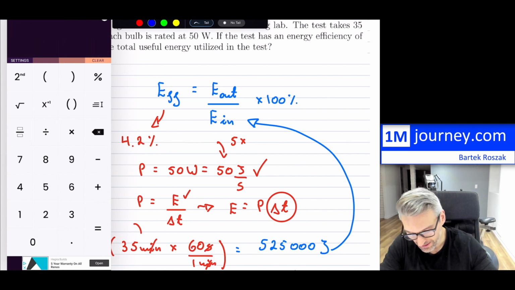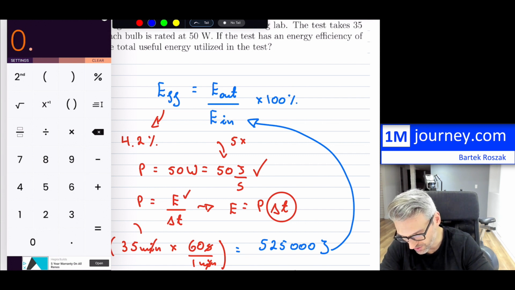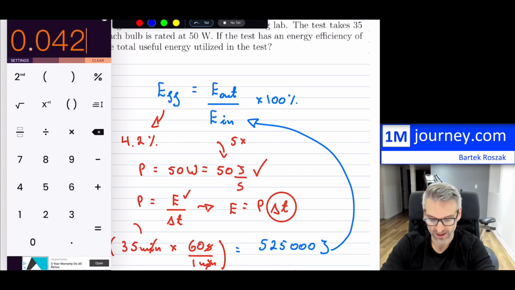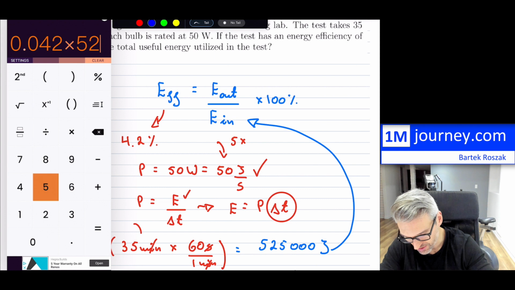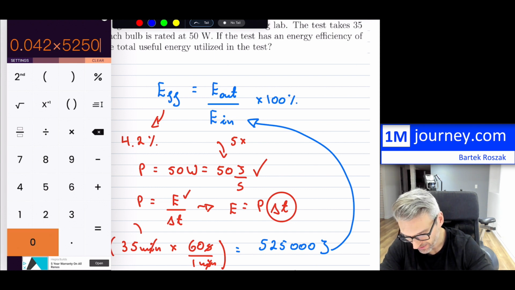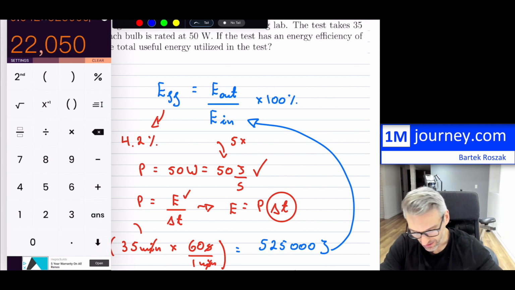So let's take this 100 and divide it by this side. Obviously 4.2 is just 0.042. When you divide by 100, that's the decimal equivalent. Now we take that and multiply it by the energy, which is 525,000. And there you go.